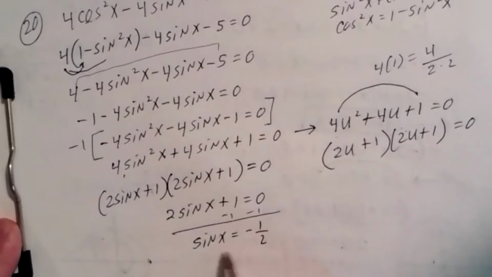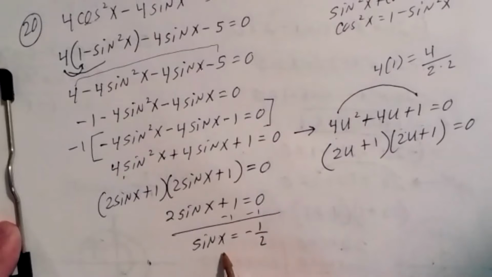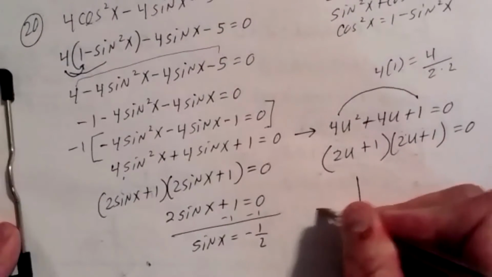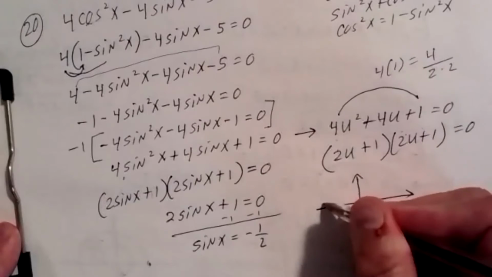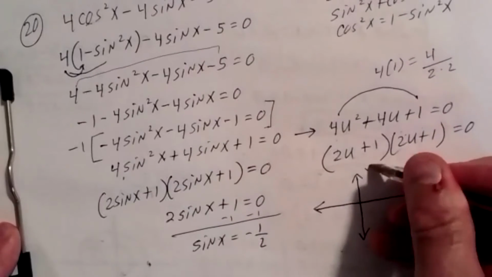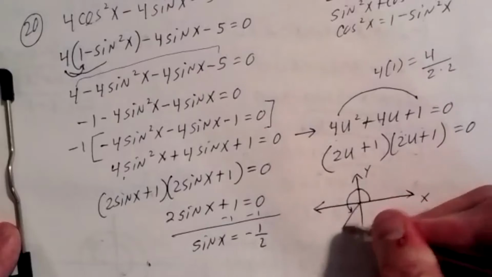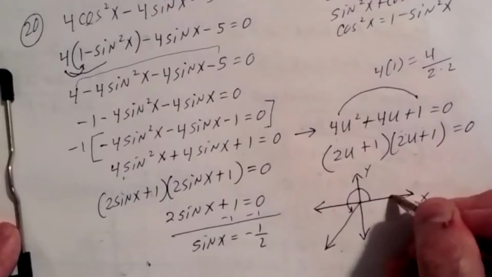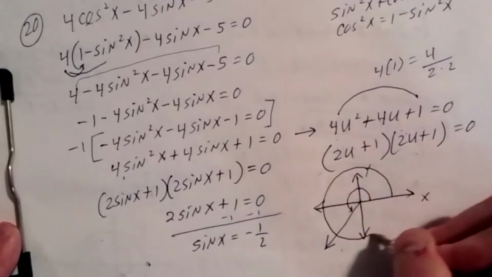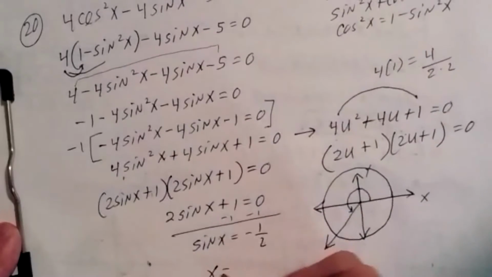Since the sine of our angle is a negative ratio, that means our angle must come from quadrants 3 or 4. So I'm using your unit circle or whatever method you have adopted to this point in the course. The sine of what third quadrant angle would give you -1/2? Use your unit circle. 7 pi 6. All right, so 7 pi 6.